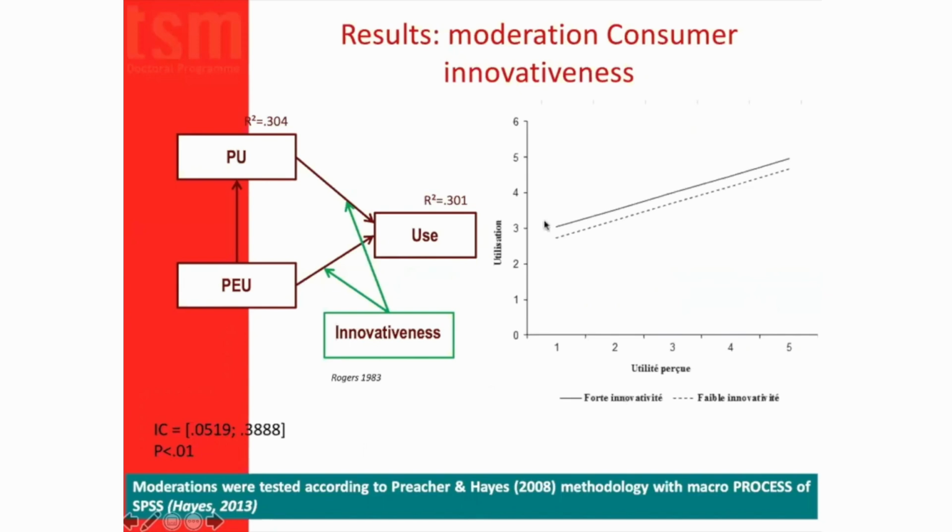So you can see, the more the consumer is innovative, open to new technology, the higher will also be the usage of the technology. On the other hand, the lower the innovativeness is, the lower will also be the usage. So there again, we are in line with literature. It's Rogers, 1983.